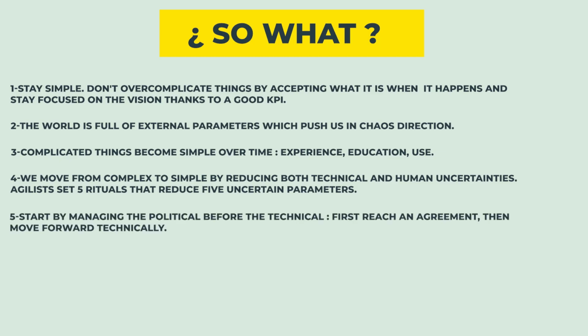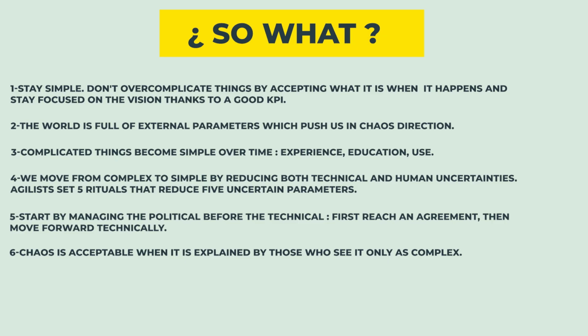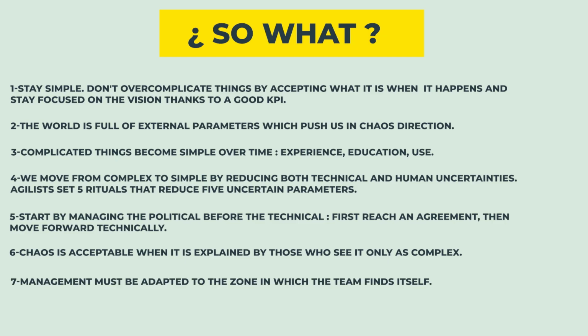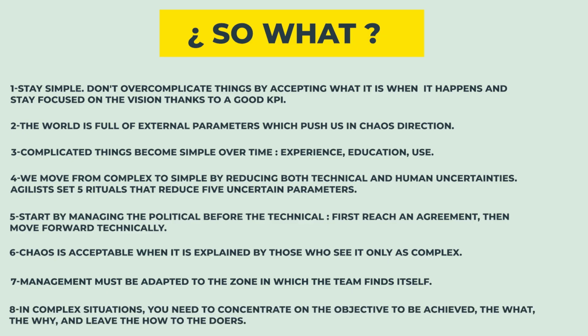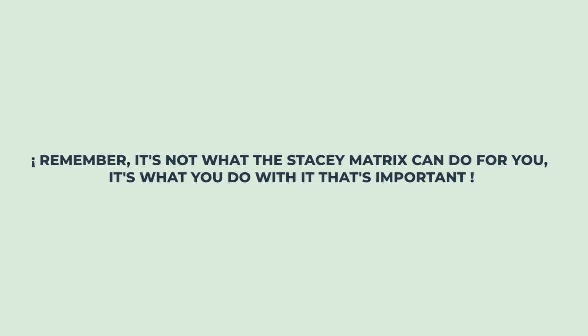Start by managing the political before the technical. First reach an agreement, then move forward technically. Six, chaos is acceptable when it is explained by those who see it only as complex. Seven, management must be adapted to the zone in which the team finds itself. And eight, in complex situations, you need to concentrate on the objective to be achieved: the what, the why, and leave the how to the doers. Remember, it's not what the STACEY matrix can do for you, it's what you do with it that's important.